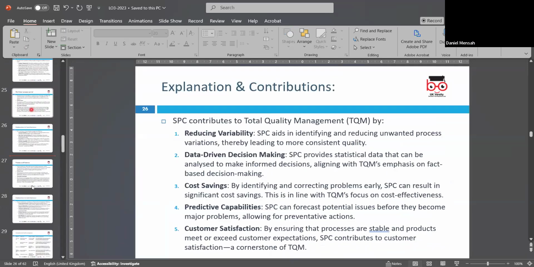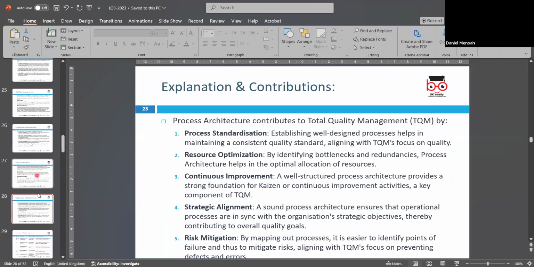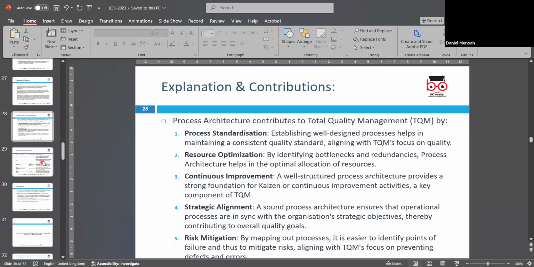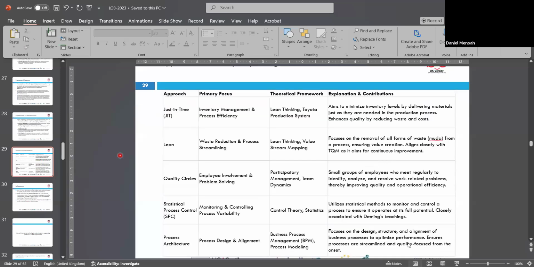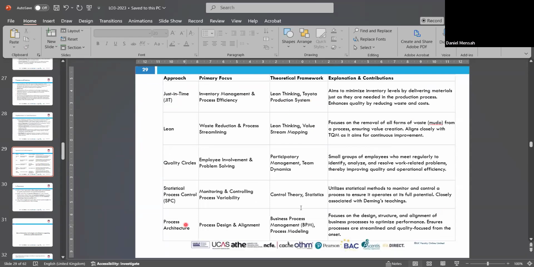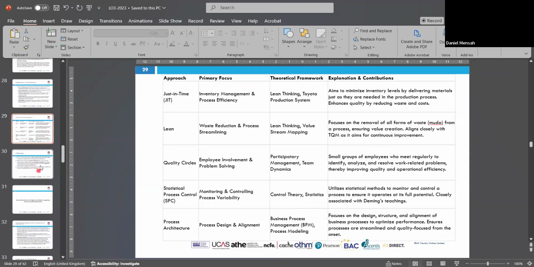So I have done this part also. I didn't cover much of the session. I just explained this part, approaches to total quality management. If you can see all the approaches which we have explained over here, they are just consolidated in one table, and it is giving you the proper overview of all the approaches, like what is the primary focus of each approach and what kind of theoretical framework these approaches are grounded in. I have already explained all these parts, so you don't need to worry much about that. So don't worry that you have missed much of the session.